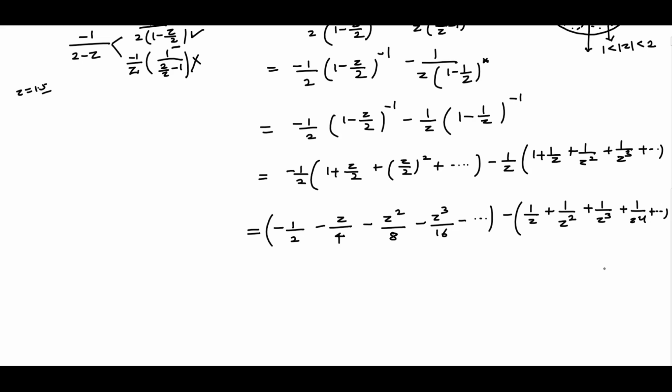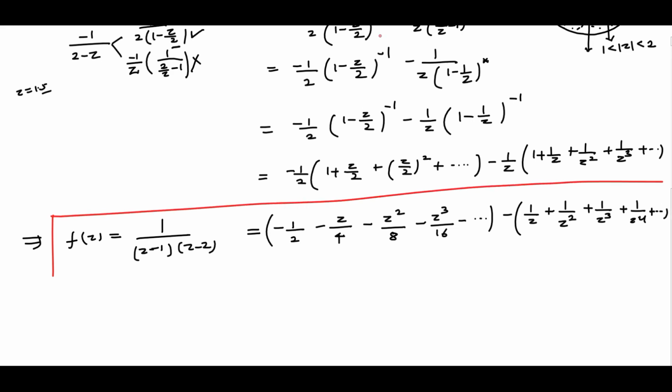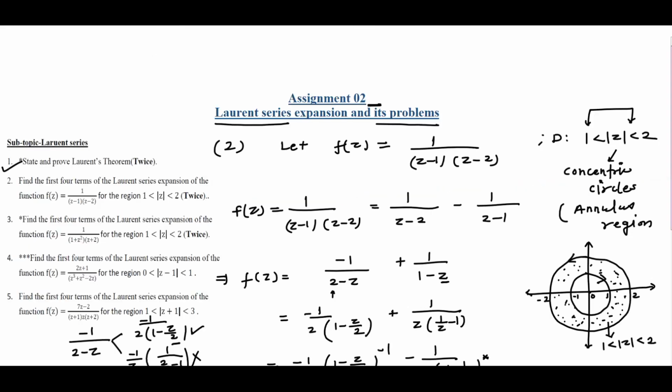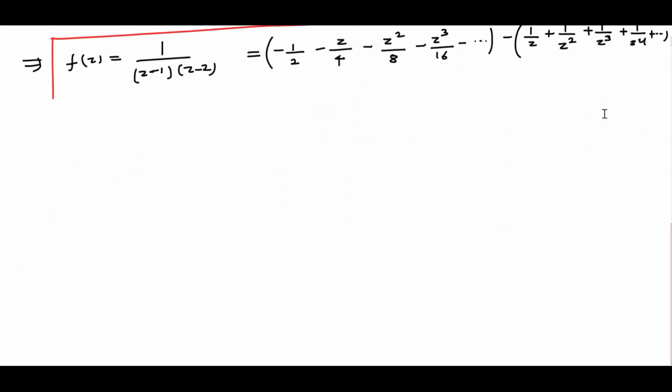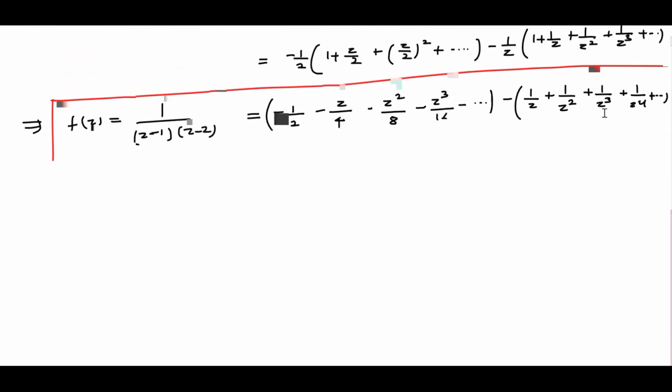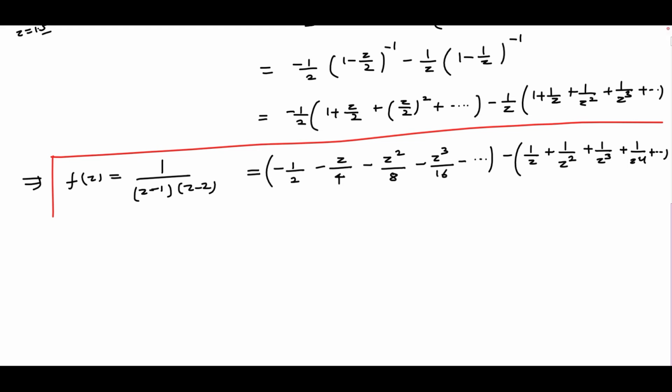So we can write, this is our required Laurent series expansion of 1 upon (z minus 1)(z minus 2). So we can say that this is our required final answer.